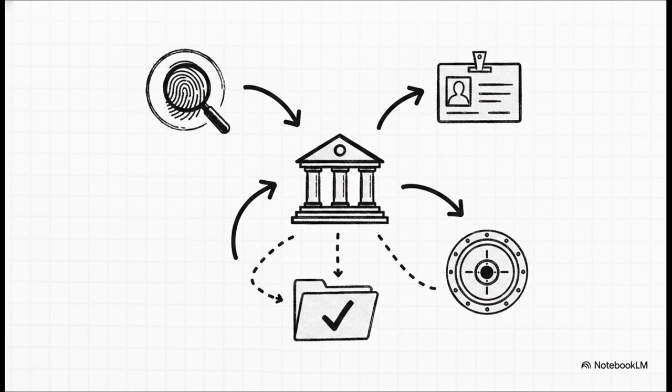Worker 1 checks for a criminal record. Worker 2 verifies the national ID. Worker 3 checks for external bank defaults. All 3 workers are executing their jobs at the exact same time. Once all 3 report back, the manager aggregates all that data and makes the final decision on the account.